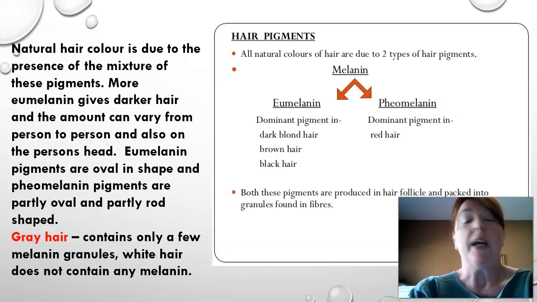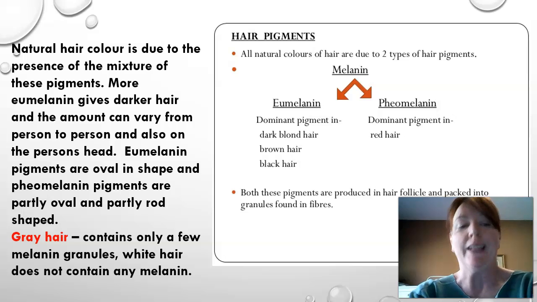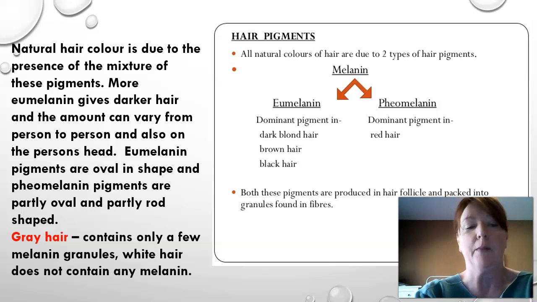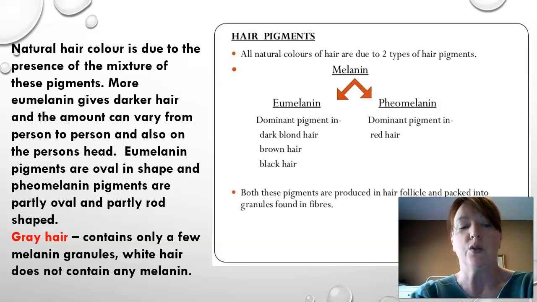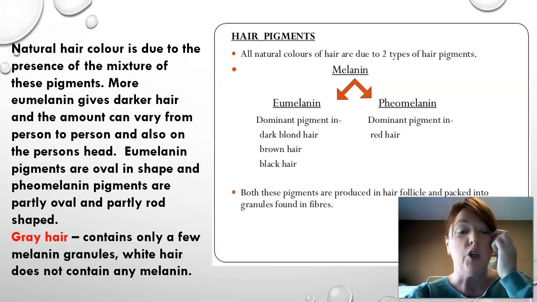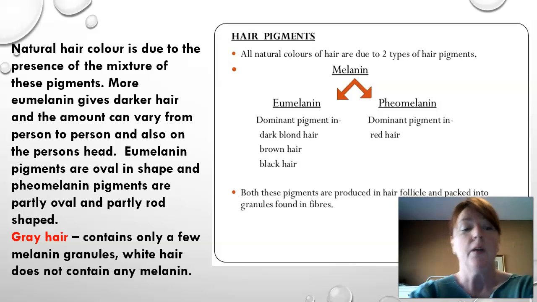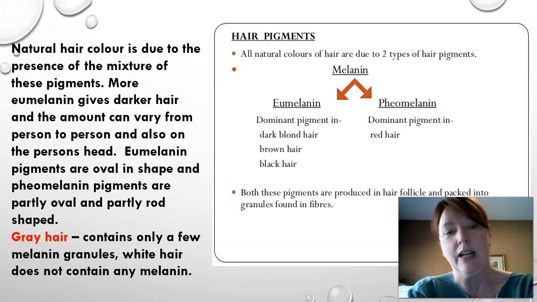Moving on to the hair pigment. So the natural hair color is due to the presence of a mixture of these pigments. More eumelanin gives darker hair, and the amount can vary from person to person, also on a person's head. Eumelanin pigments are oval in shape, and pheomelanin pigments are partly oval and partly rod-shaped. Gray hair contains only a few melanin granules. White hair does not contain any melanin at all.